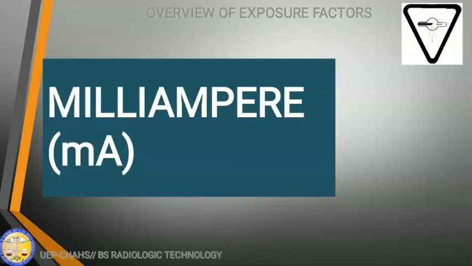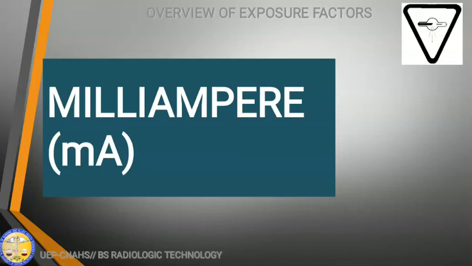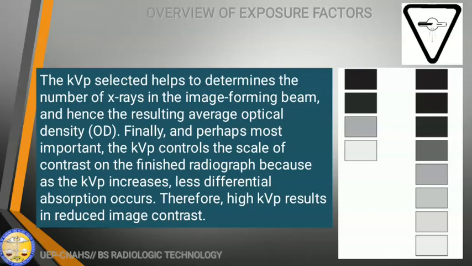Okay? Sige. Next, actually this is just an overview. We still have a detailed explanation about the KVP, about the MAS or MA, and exposure time. We are just introducing that these technical factors are important for you to produce a good quality radiograph. In the next succeeding sessions, we will identify how we are going to get the appropriate KVP for a particular exposure, and how we are going to get the MA or MAS for a particular exposure. So for now, it is limited to the overview or introduction of these technical factors.